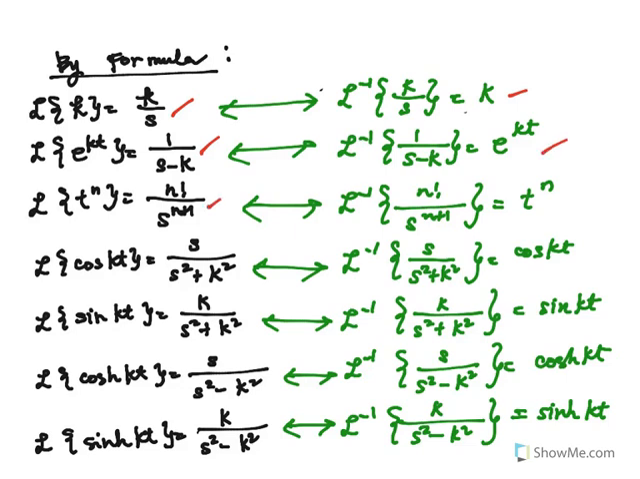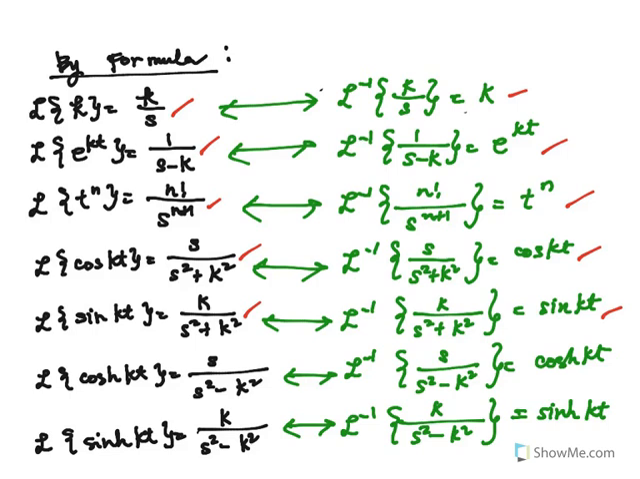The Laplace transform of t to the n is n factorial over s to the n plus 1. So it follows that the inverse Laplace of n factorial over s to the n plus 1 is equal to t raised to n. Also, the Laplace transform of cosine kt is s over s squared plus k squared. So the inverse Laplace of s over s squared plus k squared is cosine kt. The Laplace transform of sine kt is k over s squared plus k squared. So it follows that the inverse Laplace of k over s squared plus k squared is sine kt.